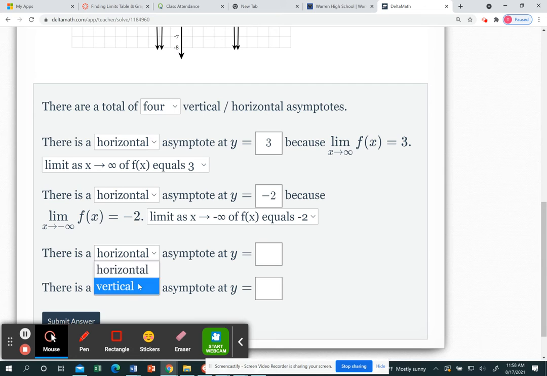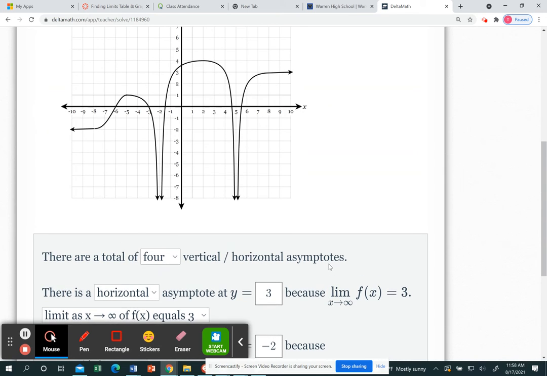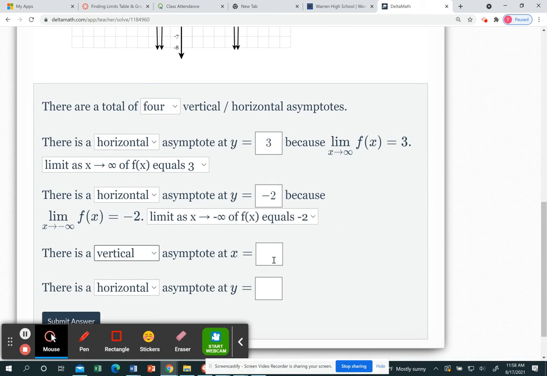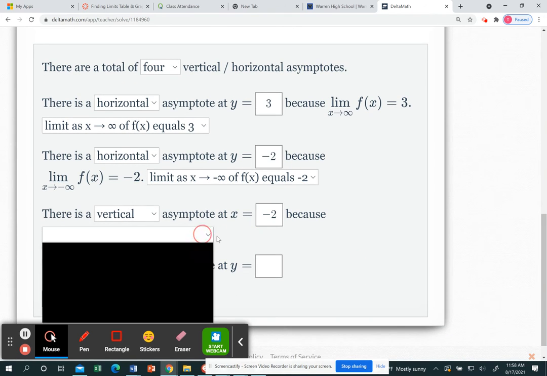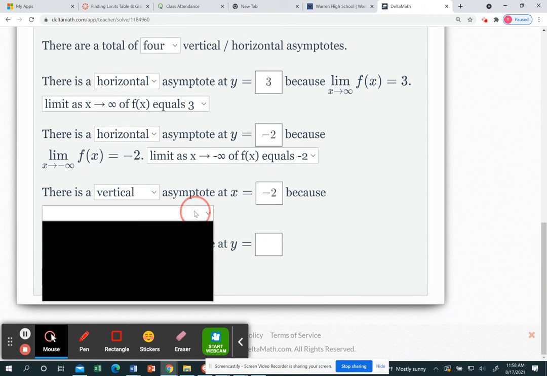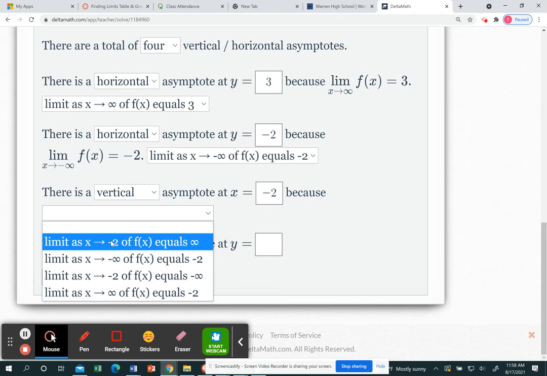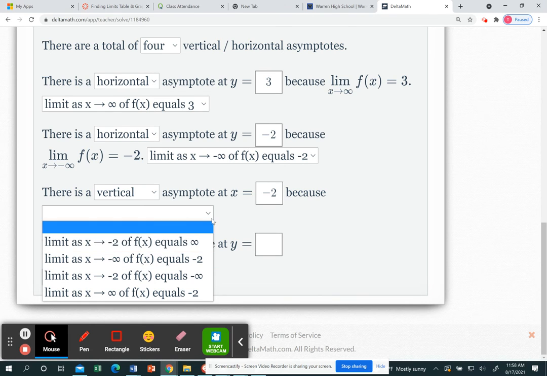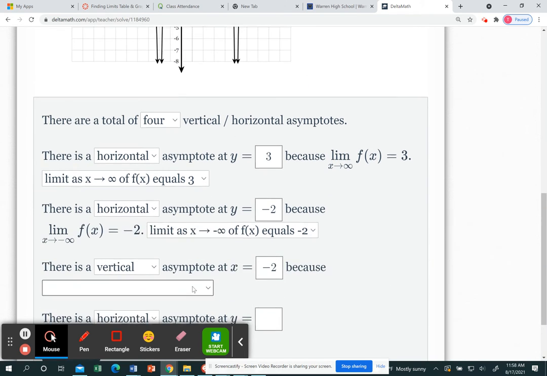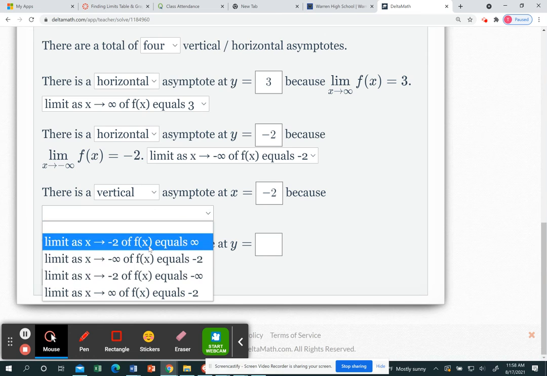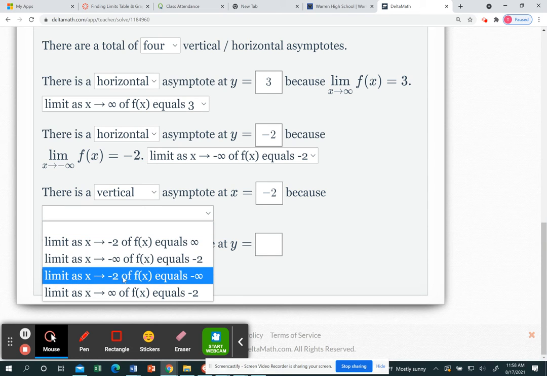And there is a vertical asymptote. Where's the vertical asymptote? At -2. Because as we approach -2, which way does it go? As we approach -2, which way does it go? Alright, so at -2 it goes to negative infinity.